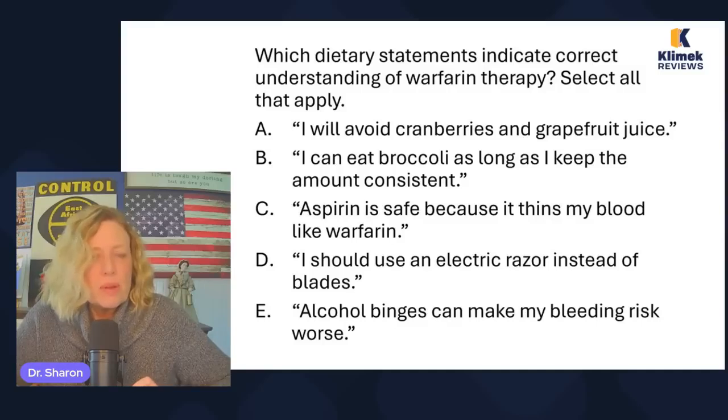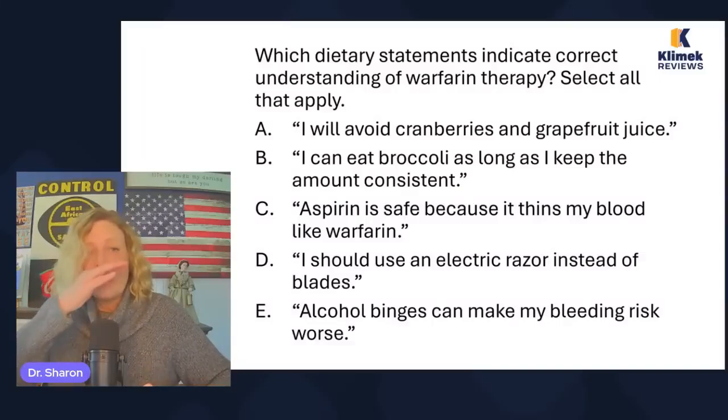Aspirin is safe because it thins my blood like warfarin. I should use an electric razor instead of blades. Alcohol binges can make my bleeding risk worse. Well, these are not all dietary statements, but all right.